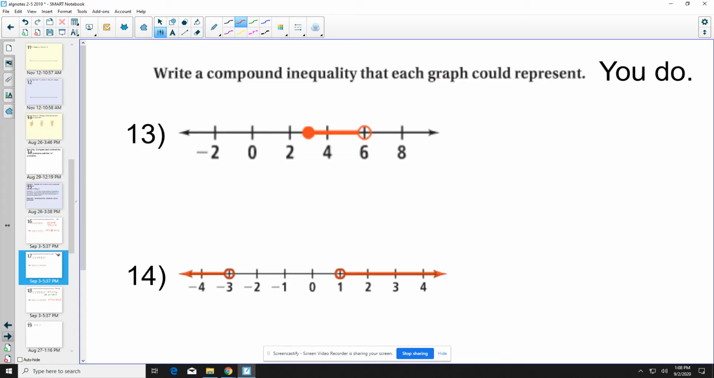Okay, I'm going to have you try these two. So pause the video, write your two inequalities. When you get done, push play.